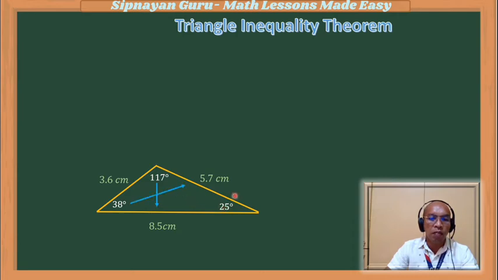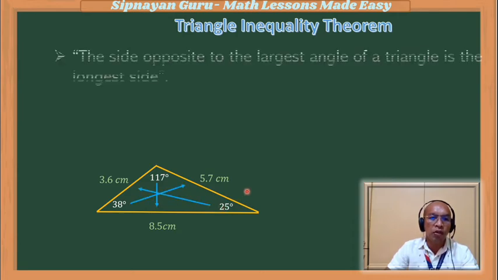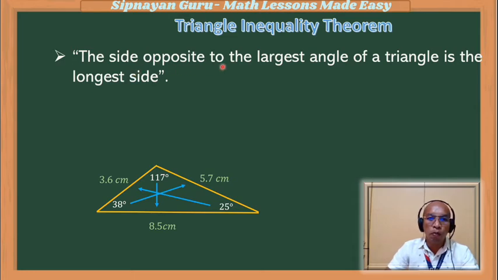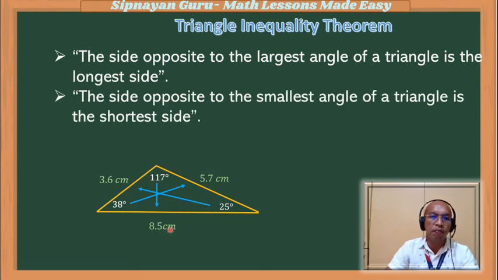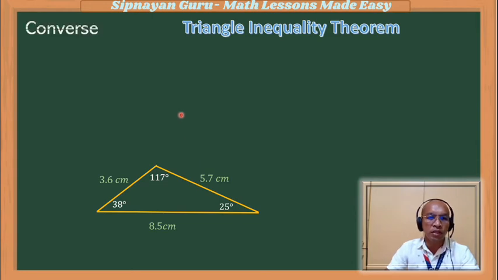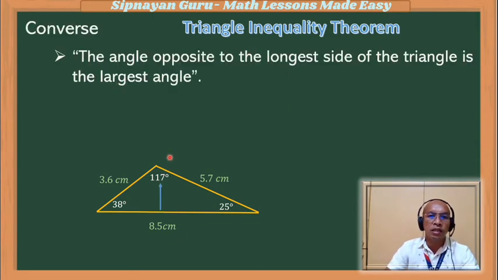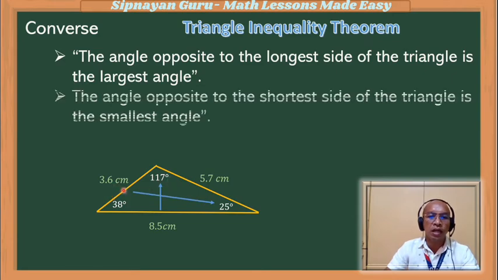So basically, from this illustration, we can come up with a theorem such that the side opposite to the largest angle of a triangle is the longest side. 117 is the largest, so definitely the side opposite to that angle is the longest. So this is 8.5. Or the side opposite to the smallest angle is the shortest side. Now we can have the converse. The angle opposite to the longest side is the largest angle, and the angle opposite to the shortest side is the smallest angle.